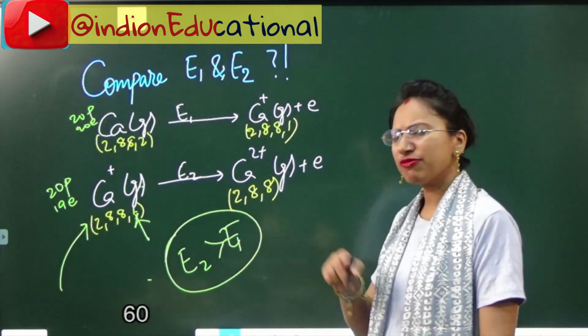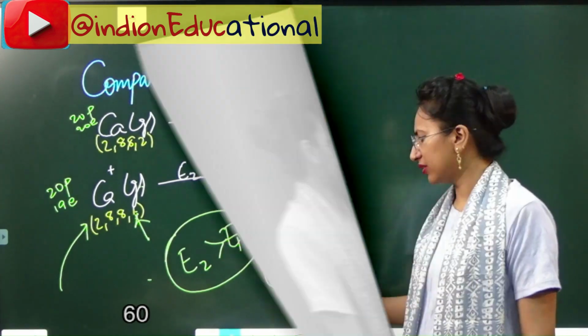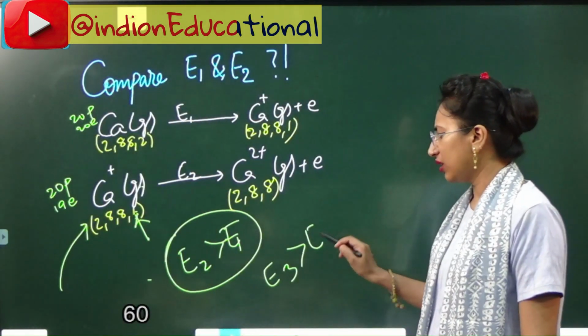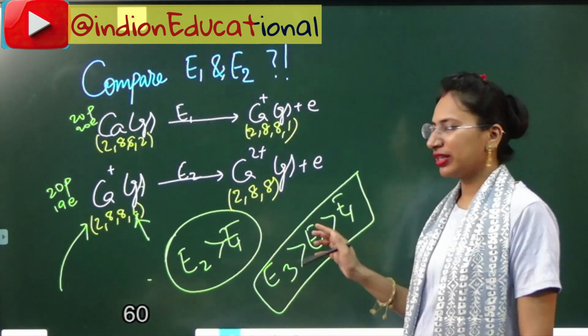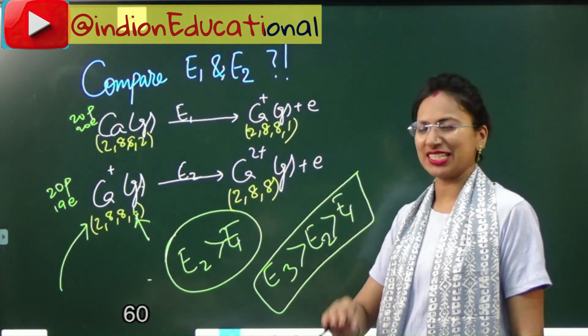In the case of aluminium, there will be a third ionization energy. So E3 will be greater than E2, and it will be greater than E1. You can think about it. It is a simple thing. You can easily relate this point.